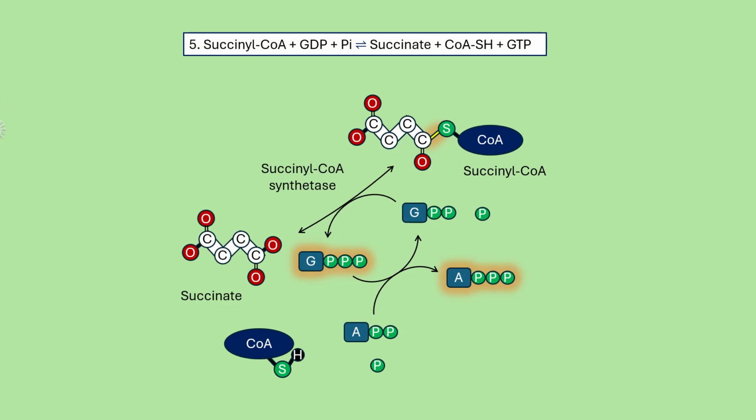Step 5 is very simple. Succinyl-CoA synthetase converts succinyl-CoA to succinate. I highlight a sulfur bond in yellow, which is very high in energy. When this breaks and coenzyme A dissociates, the energy is used to drive the phosphorylation of GDP into GTP. And GTP can be used directly as energy, or it can convert into ATP depending on the needs of the cell.